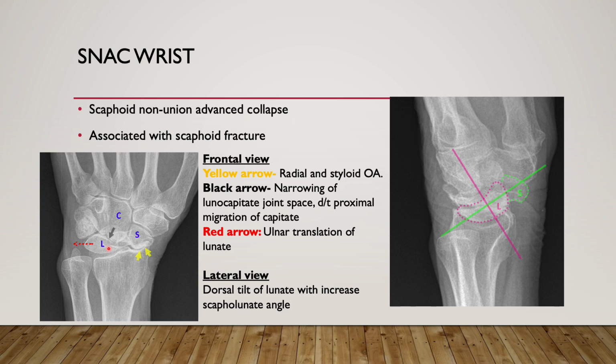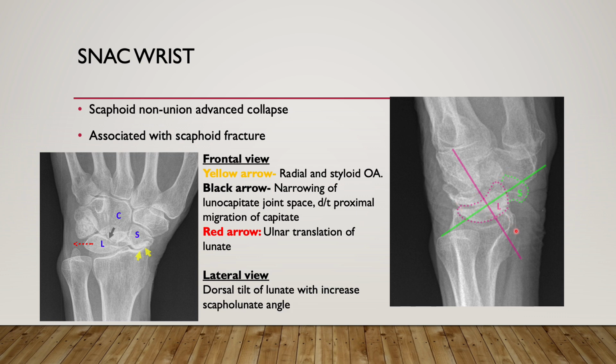So basically what happens in this is the support of the capitate below it is lost and the capitate falls down and hits the lunate. After it hits the lunate, the lunate is going to be displaced towards the ulnar or medial side. So there is ulnar translation of the lunate, and narrowing of the lunocapitate space due to proximal migration of the capitate. On the lateral view, there will be dorsal tilt of the lunate with increase of the scapholunate angle. The scapholunate angle has been denoted.